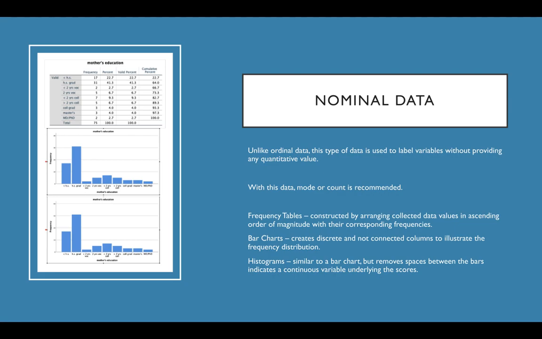Unlike ordinal data, nominal data is a type of data that is used to label variables without providing any quantitative value. With this data, mode or count is most recommended. Researchers might consider presenting this data with frequency tables constructed by arranging collected data values in ascending order of magnitude with their corresponding frequencies, bar charts, which creates discrete, not connected columns to illustrate the frequency distribution, or histograms, similar to a bar chart, but removes spaces between the bars, indicates a continuous variable underlying the scores.